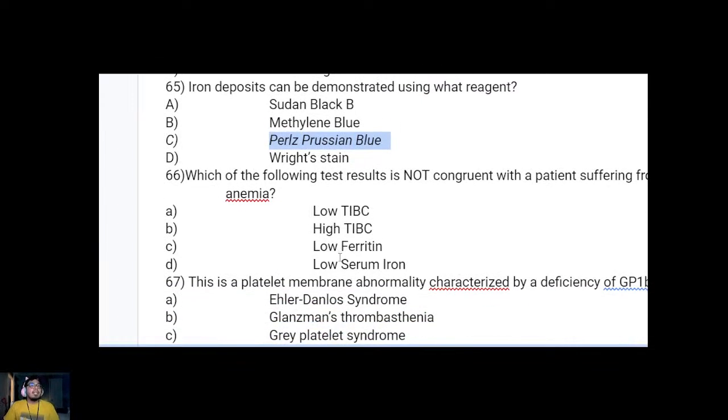Which of the following tests is not congruent with a person suffering from iron deficiency anemia? Ito lang ang pag-iisipan ninyong dalawa, class. Ito lang dalawang to. Okay? So, in a patient with iron deficiency anemia, the need for iron is intense. Therefore, the answer to number 66 is letter A, low TIBC.